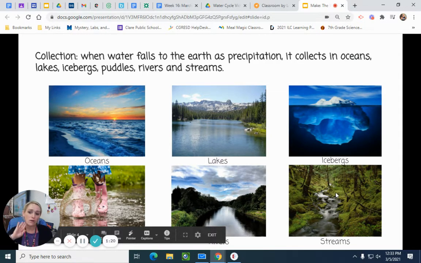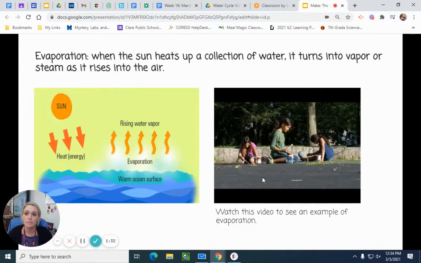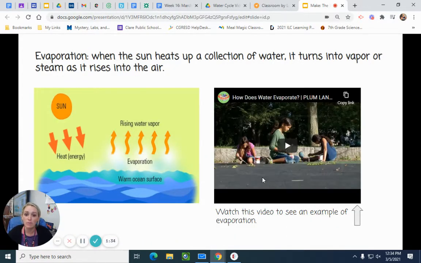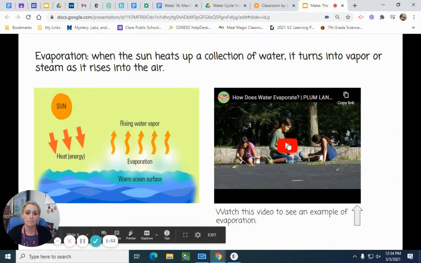Obviously, you could collect water in a cup or a jar, and that is not really collection as it pertains to the water cycle. This is more of the bodies of water or rivers or puddles outside that you see on the ground. It's called collection. So evaporation is when the sun, one of our big forces, heats up a collection of water and turns it into a vapor or steam. We can see evidence of evaporation happening when we see that steam. Then it turns from a liquid to a gas called water vapor, and it rises in the atmosphere because heat rises.